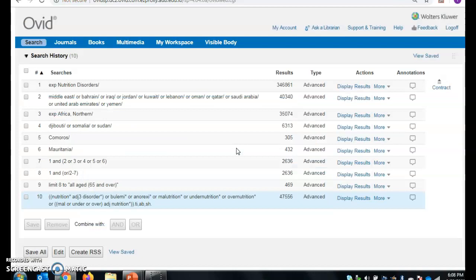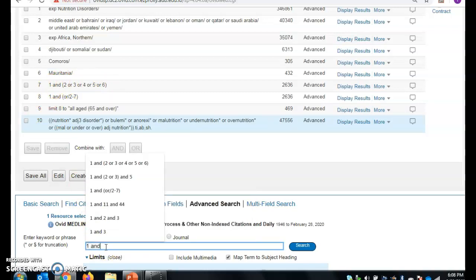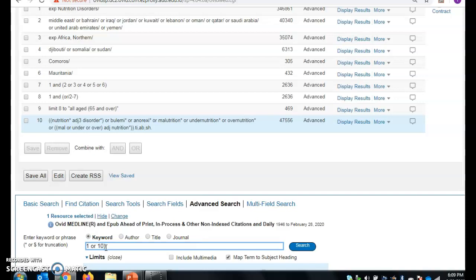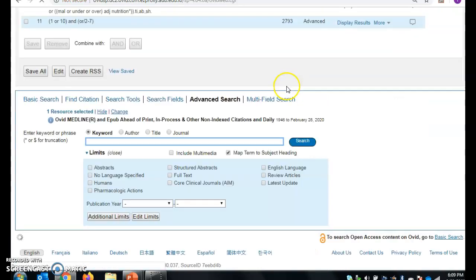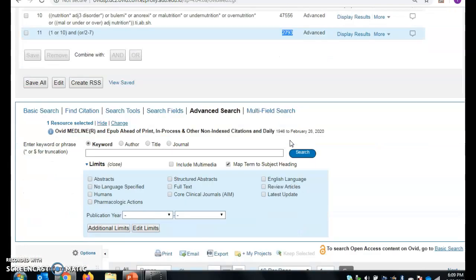And now I will have to OR 1 and 10, which are the same concepts, and combine them with the concept of the Arabs. So I can do the following: 1 or 10, similar concepts bracketed together, and the Arab concept, which is OR 2 through 7. So instead of getting 2636 results, I increased my search by around 100 by using the keywords.